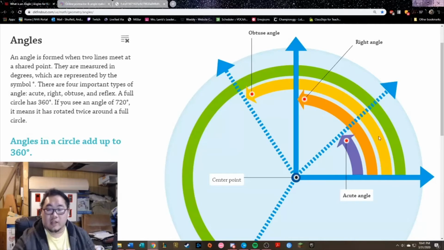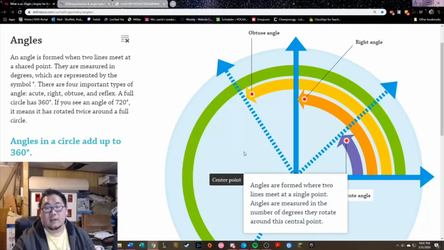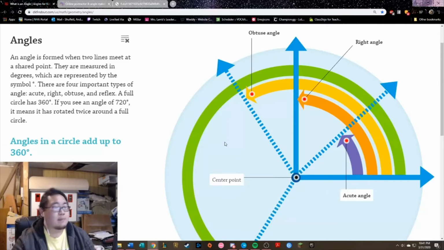But this is our acute angle, and it is made by two lines that meet at a shared point. This is our center point, right? Angles are formed where two lines meet at a single point. Angles are measured in the number of degrees they rotate around this point. So rotations, all this other stuff, I'm thinking clock. Angles are kind of like looking at a clock.